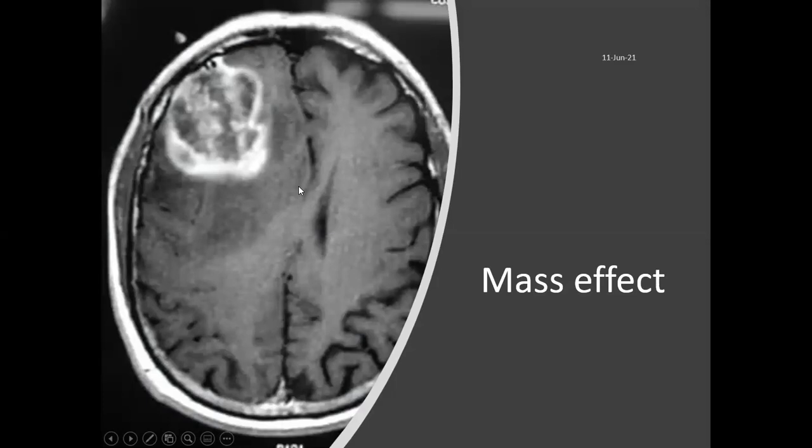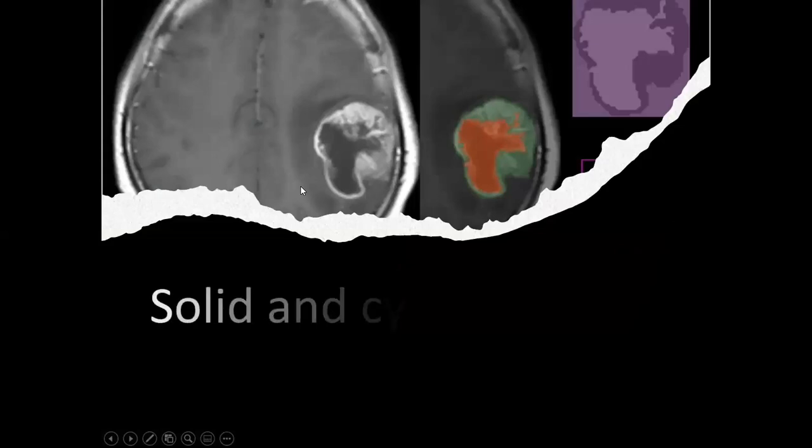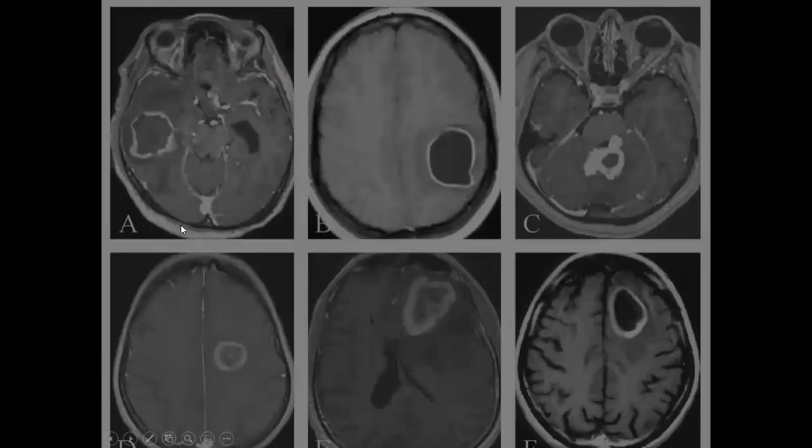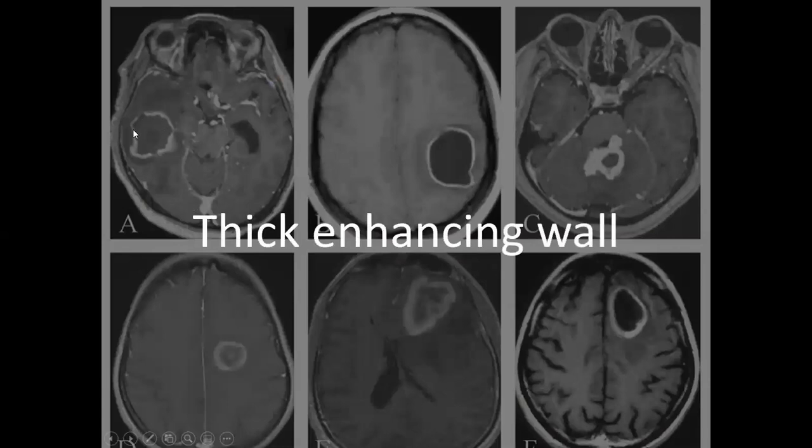Mostly it has a solid and cystic component. There is an enhancing thickened wall and some necrotic part that looks cystic and hypointense and will not enhance, while the solid component usually enhances. That's why it is called heterogeneous enhancement. In the middle it is heterogeneous, and in the periphery there is homogeneous enhancement. So it is mostly heterogeneous enhancement. You can see the thickened enhancing wall.